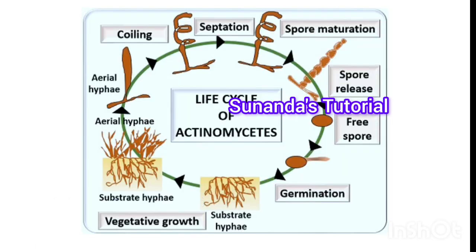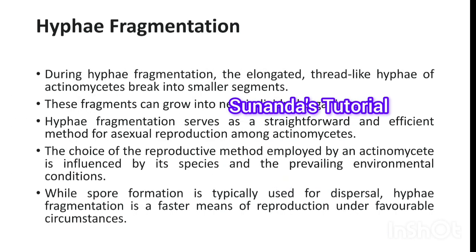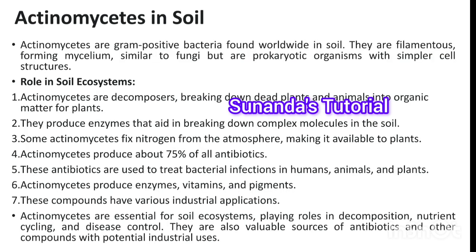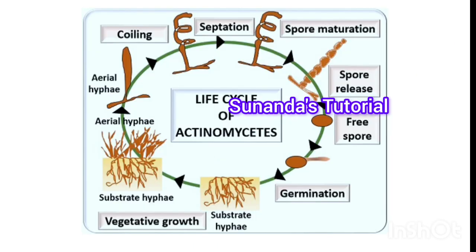Okay. Next, this is the whole life cycle of the Actinomycetes. Actually, this slide should be placed after reproduction. Okay, after reproduction and life cycle discussion, we have this beneficial effect. So, this is the whole life cycle. Vegetative growth, they produce aerial hyphae and they coil, they separate, then they form spores. Spores finally are released, free spores germinate to produce a new individual. Okay, so this is the whole life cycle. This is how they reproduce and complete their life cycle.